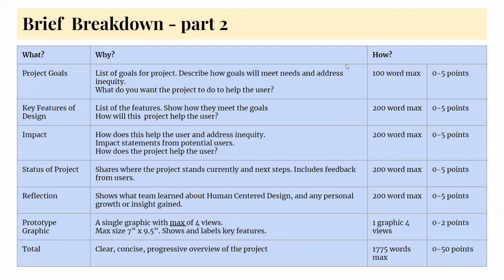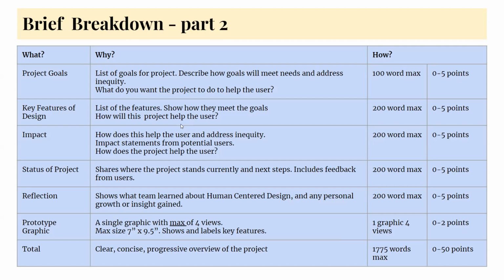Next page. All right, so then continuing down the rubric, we'll go into project goals, right? So now that you know who it is and what the issues are, and then what the needs are, now you're getting into, this is what we intend to do about it. What are the goals, right? This is what we hope to accomplish. Just so the students will describe the goals, how those goals will meet the needs and address the inequity. So students should be answering, right? Always looking back on the questions. What do you want the project to do to help the user?